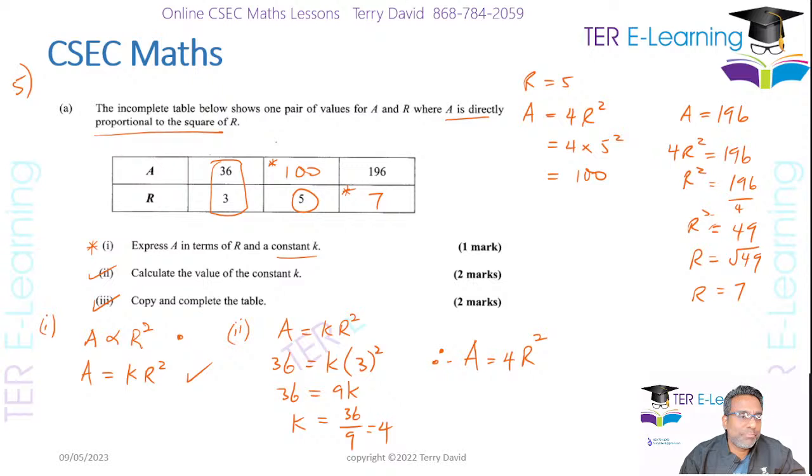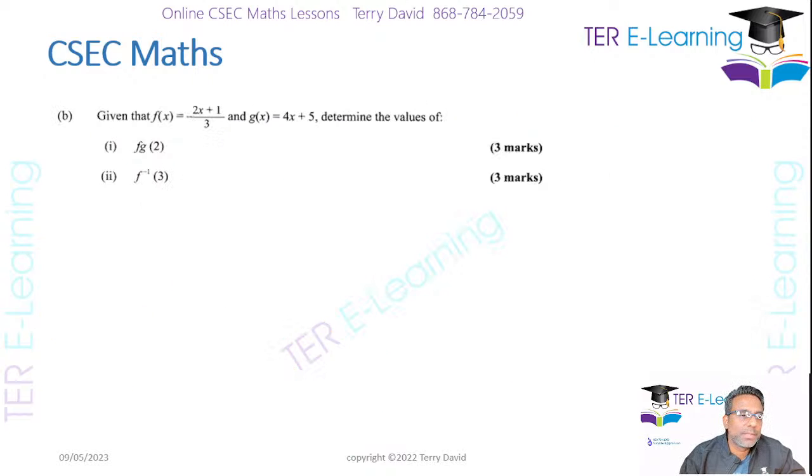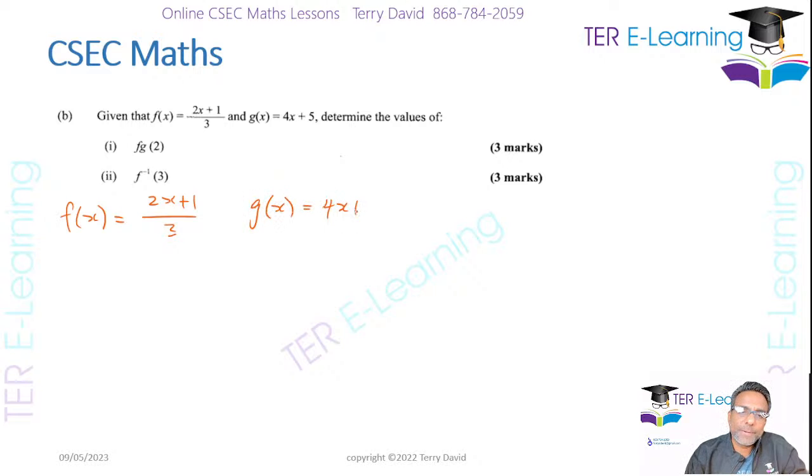Right, so that is part E. Let's see what else we have here. This one is based on functions. We have two functions here, f and g. f of x is equal to (2x plus 1) over 3, and g of x is equal to 4x plus 5. What do we want? In part 1, you want to find fg of 2.